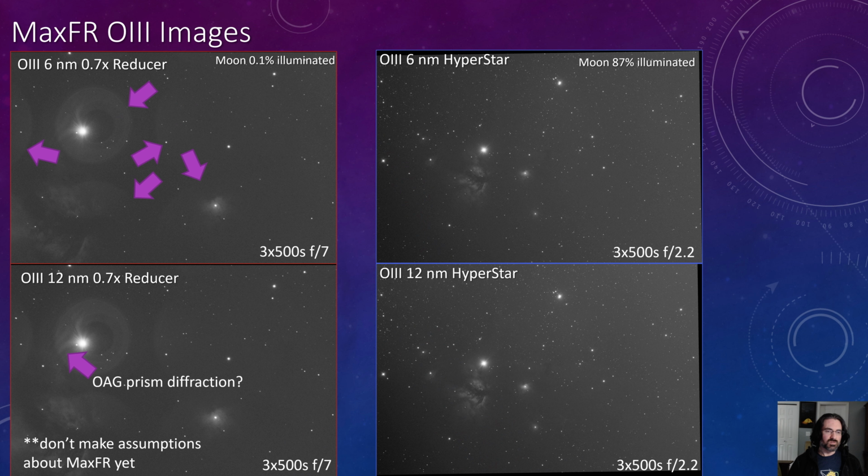When we go to the OIII channel, we can see that there's actually multiple reflections, especially for the 0.7 reducer, and it shows up for both the 6 and 12 nanometer filters. There's also a little bit of structure here in this particular one, which I think is a result of my off-axis guiding prism being ever so slightly in the imaging path that's created this strange pattern. When we look at the HyperStar configuration, we do not see all of these potential reflections that we saw with the reducer. However, there is some structure in here that we'll be looking at in detail.